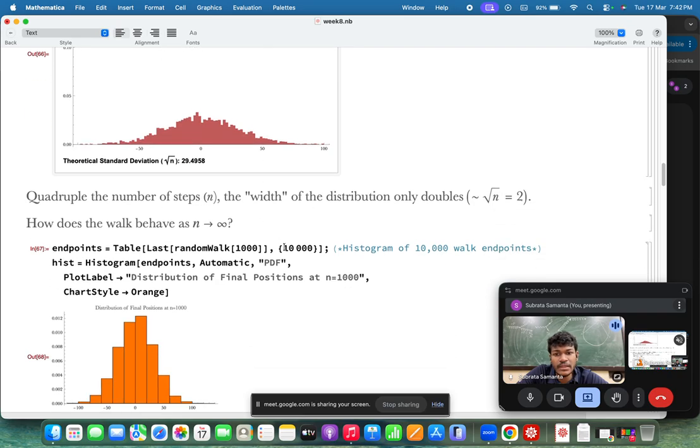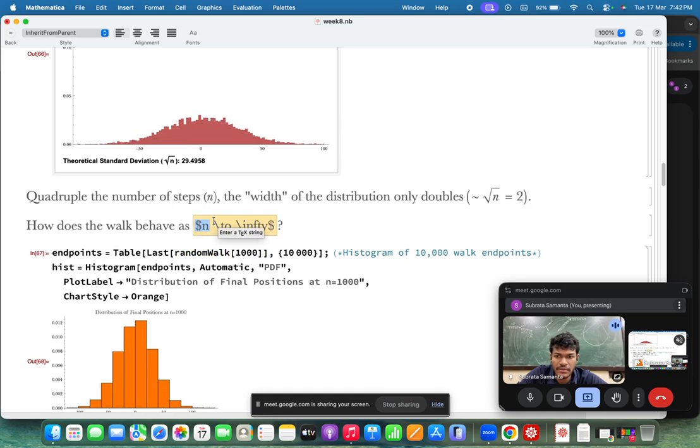So, remember the 10,000 is basically 10,000 different paths, and the 1000 is basically the steps. Each path has 1000 steps, and 10,000 is the number of different paths. So, here when I say how does the walk behave as n goes to infinity, this is basically the number of paths. Let us denote this to be capital N.